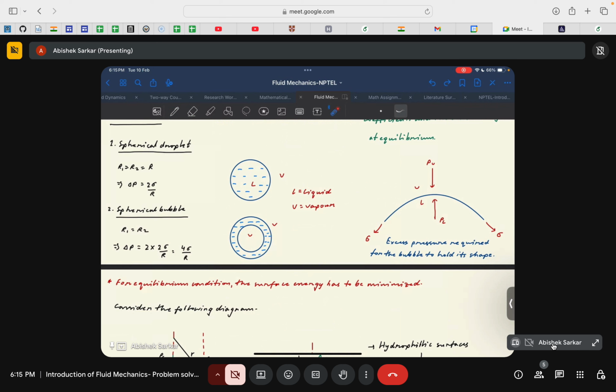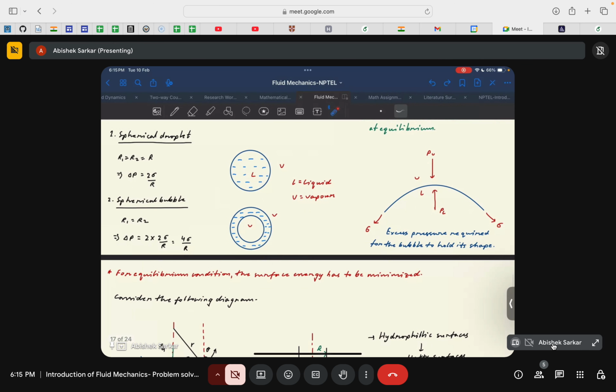It will tend to have two layers that are able to exert the surface tension forces to maintain its particular shape, and that's why the net surface tension force required to sustain the spherical shape of a bubble, in this case I've taken the example of a soap bubble, would be twice the force required to sustain the shape of a spherical droplet. That's the basic difference. If it's a bubble, it's 2 times the excess pressure of the spherical droplet.